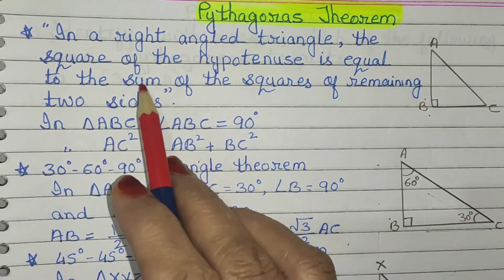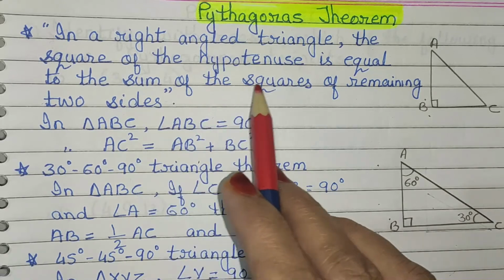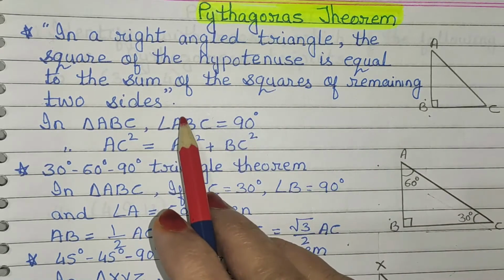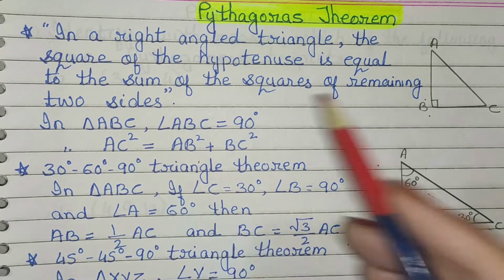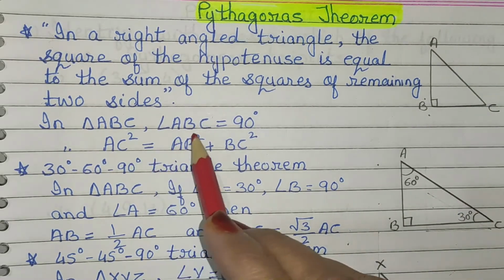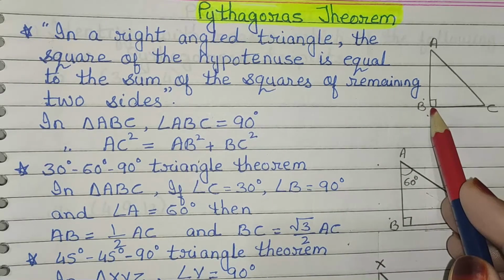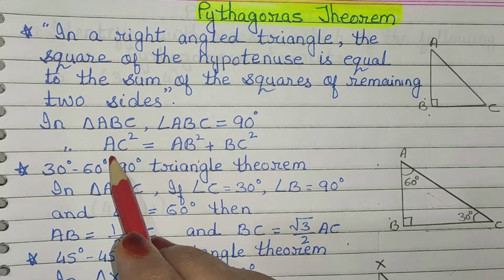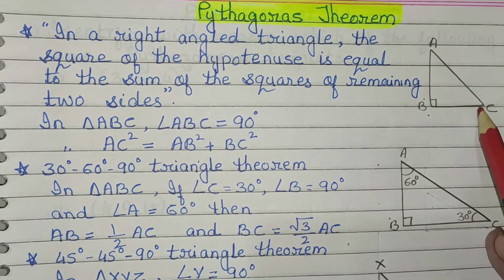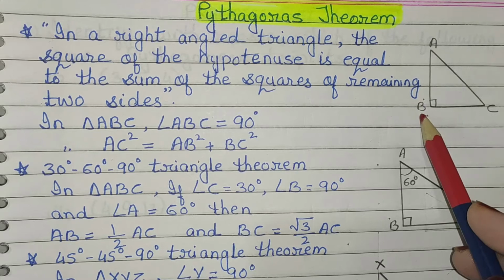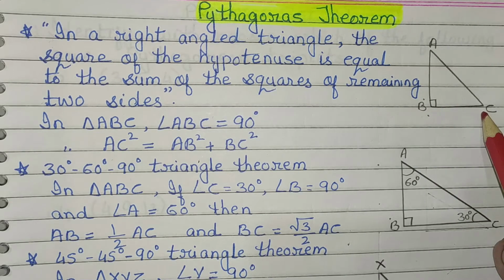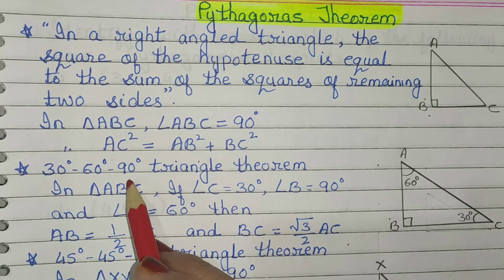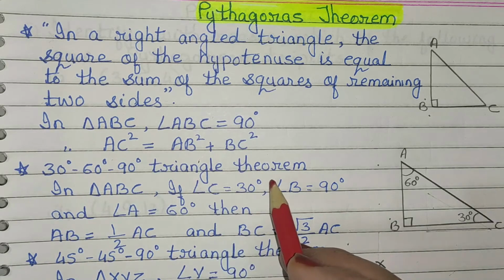Next chapter is Pythagoras theorem. First point. In a right angle triangle, the square of the hypotenuse is equal to the sum of the squares of the remaining two sides. In triangle ABC, angle ABC is equal to 90 degree. Therefore, by Pythagoras theorem, AC square is equal to AB square plus BC square.